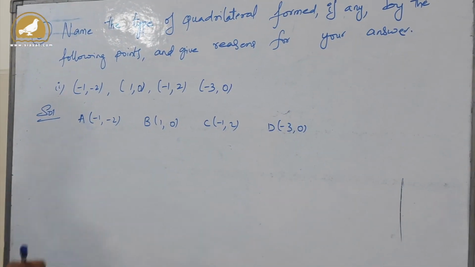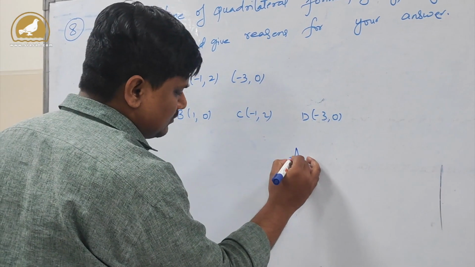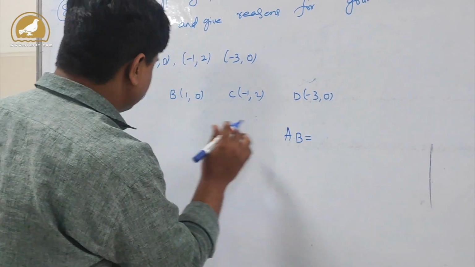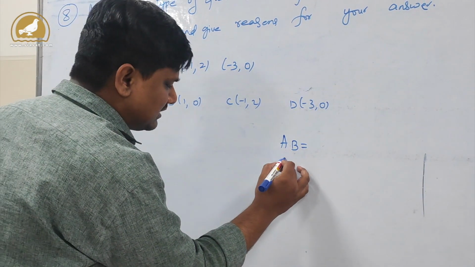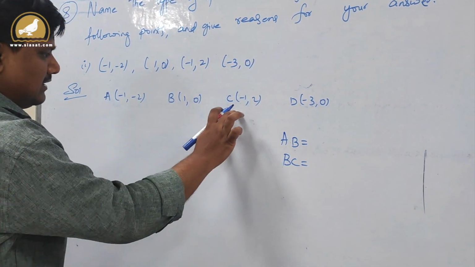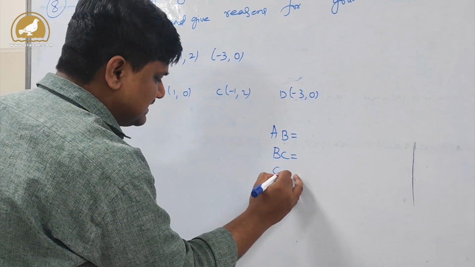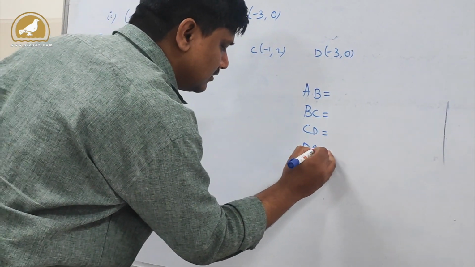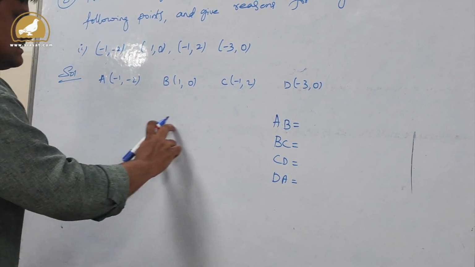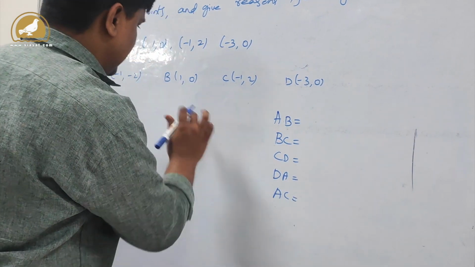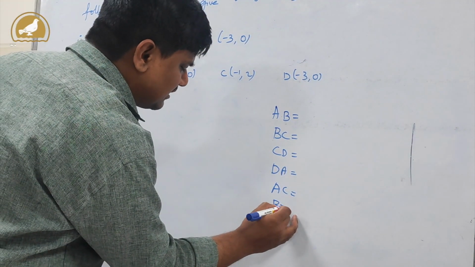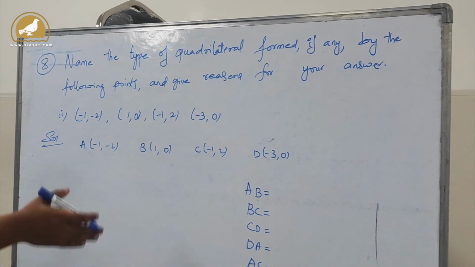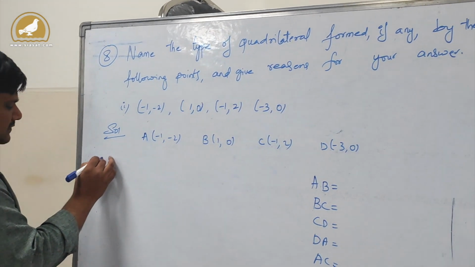So first, we will calculate the distances. We'll calculate AB first, the distance between A and B, and then the distance between B and C, then the distance between C and D, and then D and A. We'll also calculate the distance between A and C and between B and D. Then we'll check what this structure is. So the first task is to find these distances. So let us begin. AB.